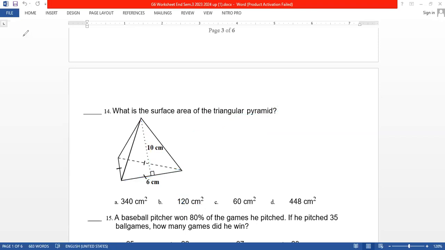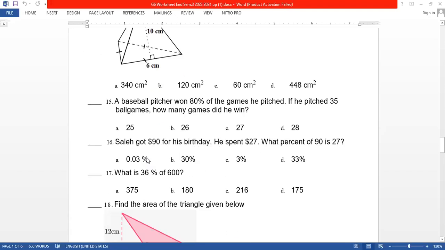Now question 15. A baseball pitcher won 80% of the games he pitched. If he pitched 35 games, how many games did he win? So the percent that he won is 80, and in all, he pitched 35. This is the whole. So you have to remember the rule. Now, how many games did he win?